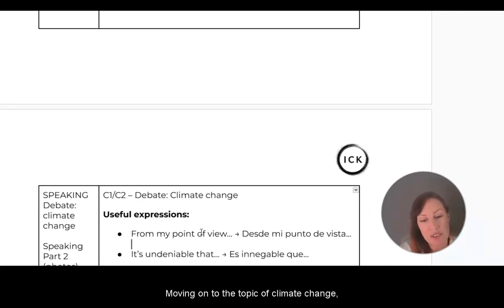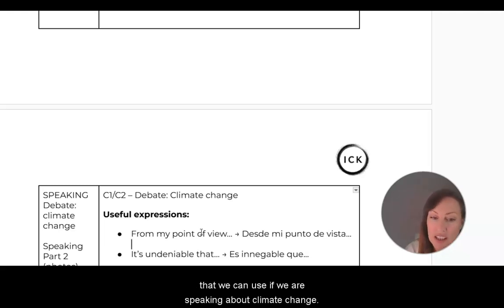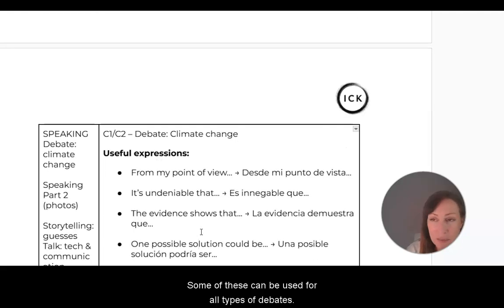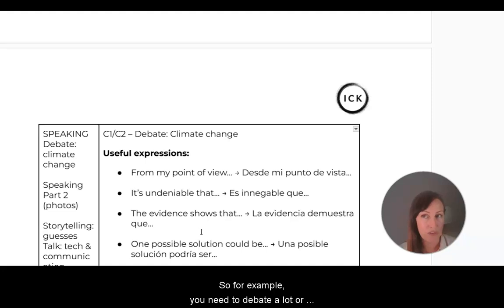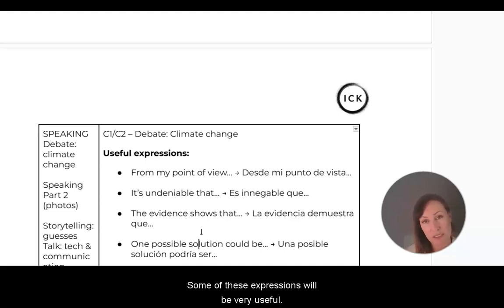So, moving on to the topic of climate change. Before we talked about the environment, here are some more expressions and vocabulary that we can use if we are speaking about climate change. Some of these can be used for all types of debates. So if you, for example, need to debate a lot, or you want to do the C1, C2 exam, some of these expressions will be very useful, okay?